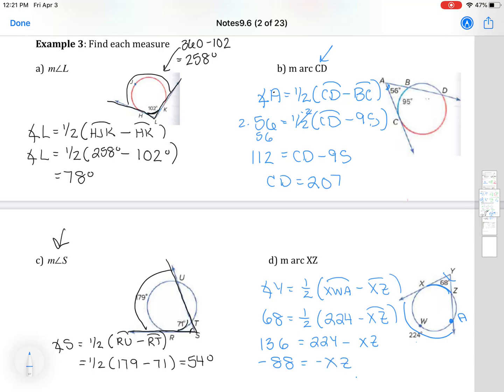When you bring over the 224, you're going to end up with a negative 88. But that's okay because you have a negative on the left and a negative on the right, which means they'll become positives. And then that means that arc XZ is going to equal 88 degrees for that one.